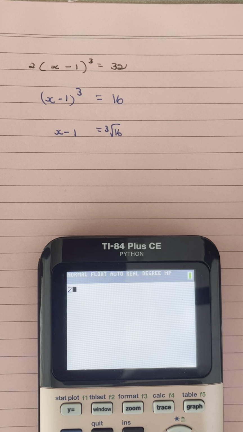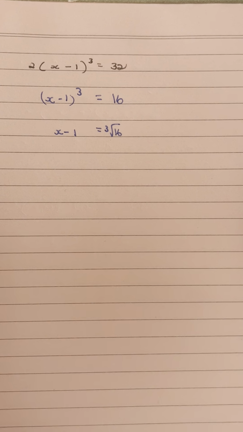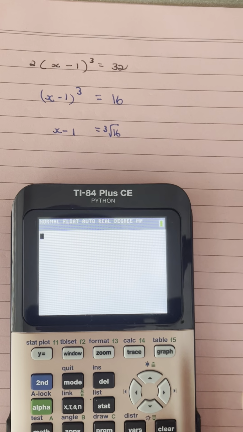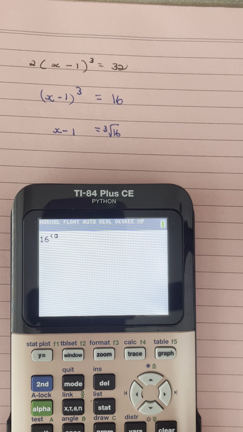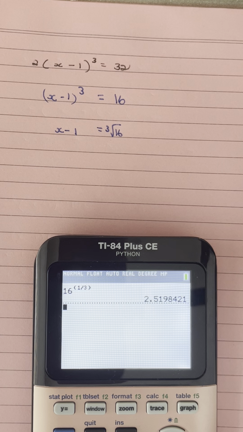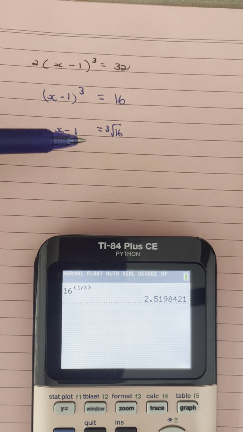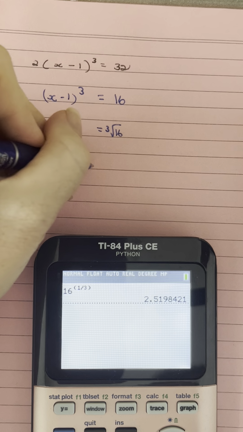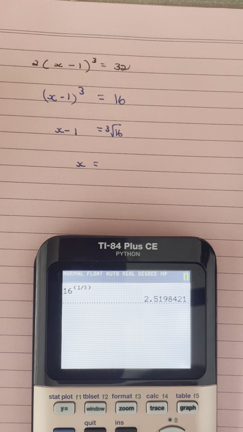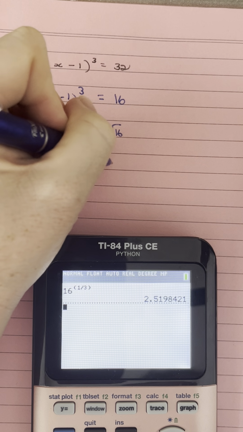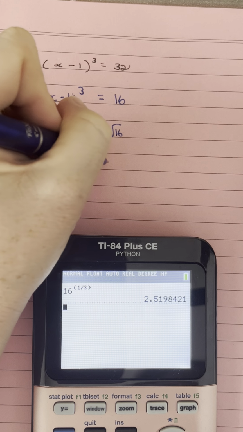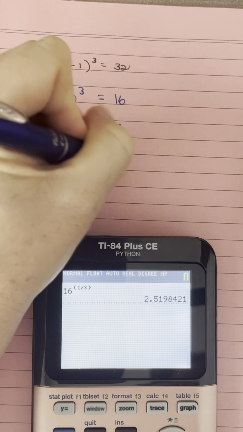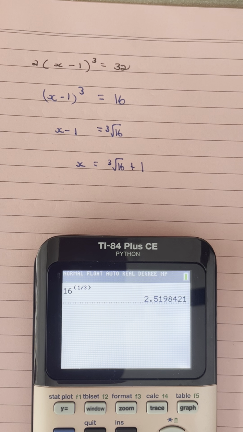So I can keep going with that and just leave it in that form. So I've got 16 to the power of 1 over 3. It gave me that 2.519. And then I can add the 1 over there. So my x is going to equal that value there plus 1. Or I could put it as the decimal.